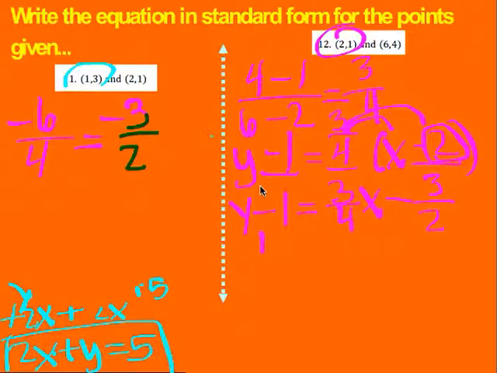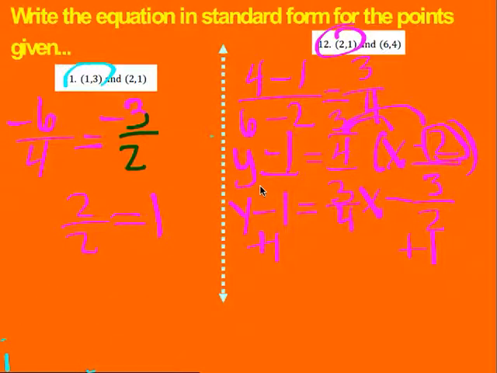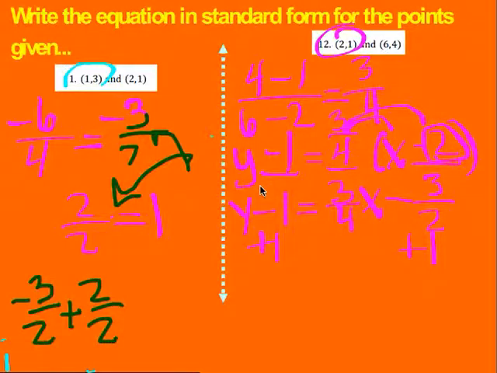So now I need to add 1 to both sides. Now, I just want to point out that 1 can also be written as 2 over 2. Okay? So when we're taking negative 3/2, we're going to actually add it to 2 over 2. So I have negative 3/2 plus 2 over 2. Well, that's going to give me a negative 1/2. Okay? I just want to do that separate to kind of show you guys that fraction piece. So then I get y is equal to 3/4 x minus 1/2.